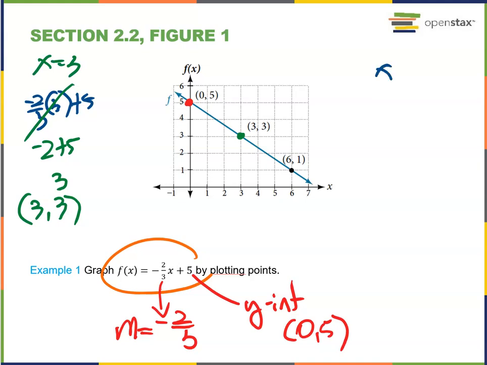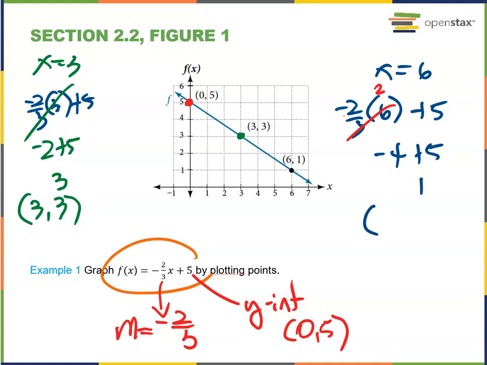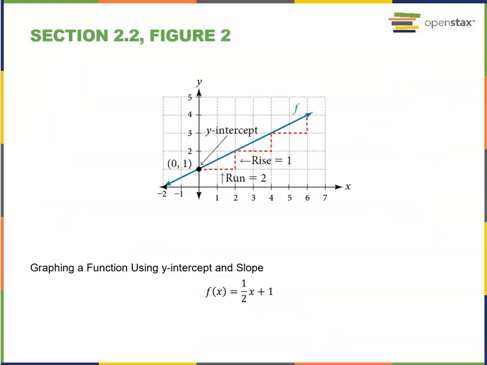How about when x is equal to 6? So negative 2/3 times 6 plus 5. 6 divided by 3 is 2. Negative 2 times 2 is negative 4, plus 5. And negative 4 plus 5 is 1. So when x is 6, your y is 1. So you have this point. Okay, so that is by plotting points from the given function.